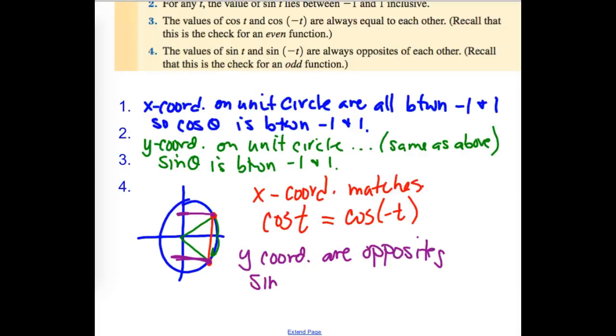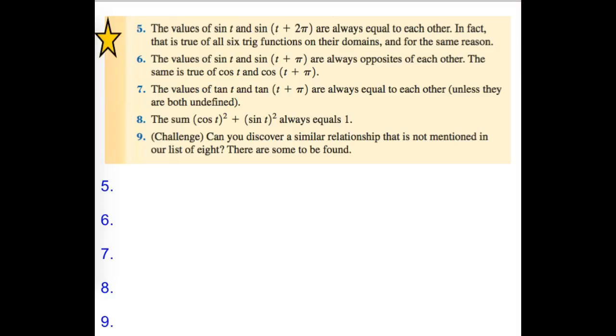All right, so the sine of t is going to be what? It's going to be the opposite of the sine of negative t. Does that make sense? Okay. All right, using the same reasoning, think about your unit circle, draw it out if you have to.